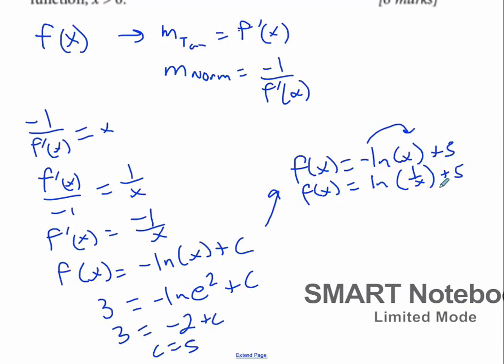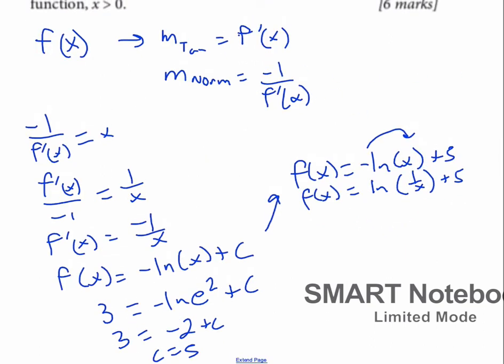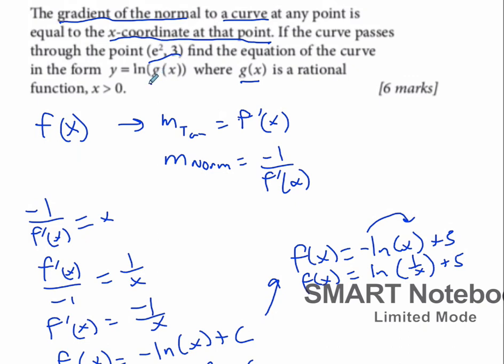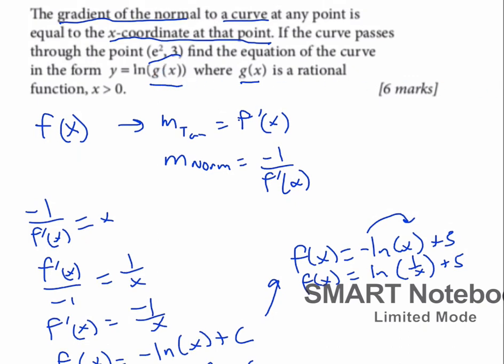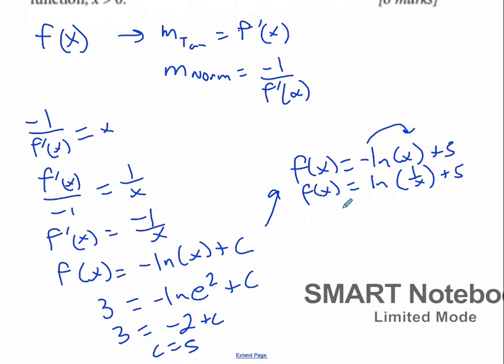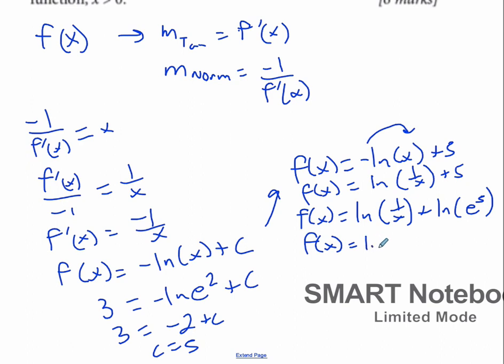But that's not quite the format that we want. We want just a function of x inside ln without a constant at the end. So here's how we can do that. We need to write it all as ln. So 5 is the same as ln e to the 5. Once I write it like that, I can combine that to give me ln of e to the 5 over x, which is the final answer in the format that they want in the question.